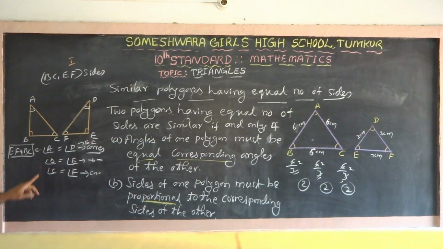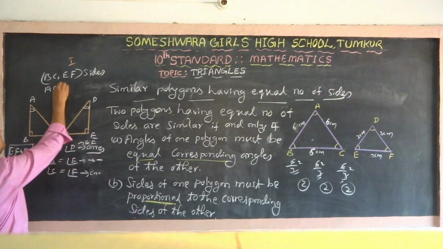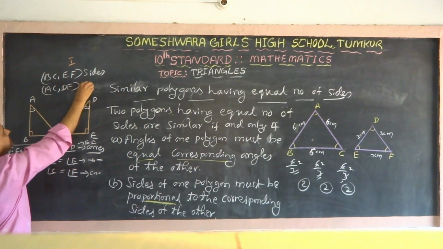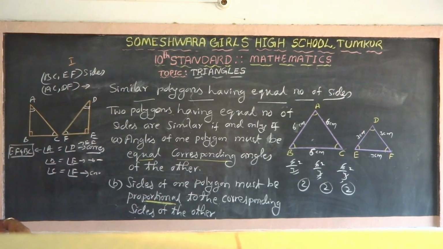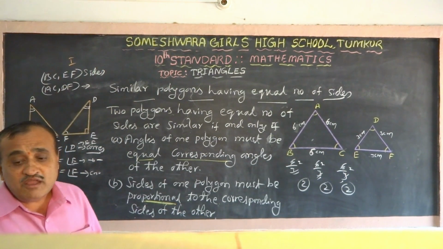Now, angle B and angle E. What is opposite to angle B? AC. And what is opposite to angle E? DF. These are the corresponding sides. We understand that.